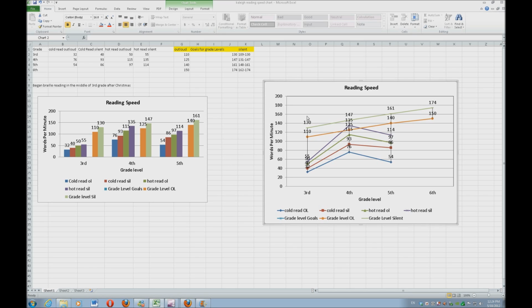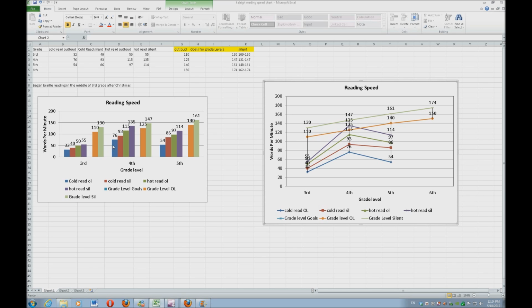Now I picked up this child, let's go over to the line plot graph, in the middle of third grade, and of course she did not have any blind skills, let alone Braille skills. And so we started charting her, and let's look at the line plot graph and then jump over to the bar graph. And here are grade level options. She should be reading around 110 out loud and 130 at the top score silently, and she was significantly below that because she had just begun a few months prior to that.